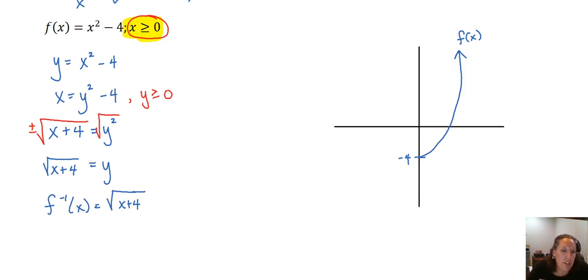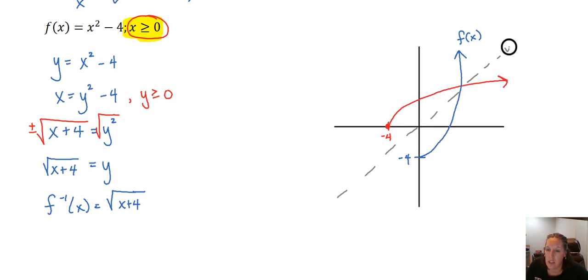And if we are to graph that, that's going to be the square root function shifted to the left 4. So we're going to have a horizontal shift, left 4, and then our square root function. And again, we see that those two graphs are symmetric across the line y equal x.